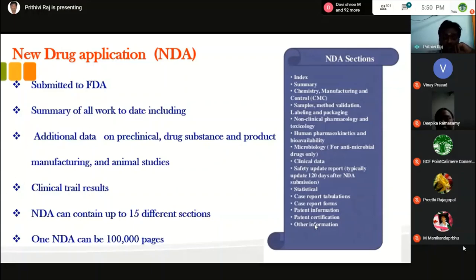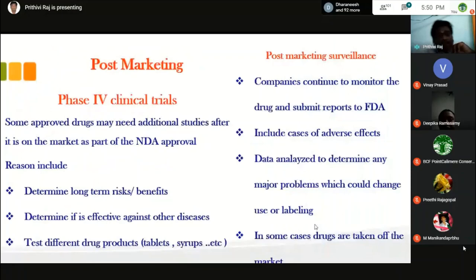After you get the FDA approval, what is next? You have to go for phase 4 clinical trials. That is called post-marketing. Some approved drugs may need some additional studies after they are marketed as part of the NDA approval. So after the approval of the NDA, it can come to the phase 4 clinical studies.